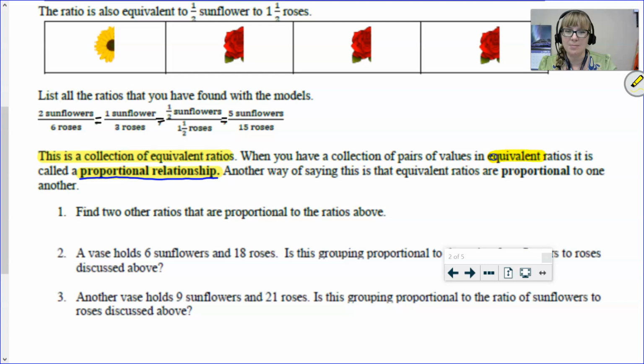What does that mean? Equivalent ratios, this word here is just a fancy way of saying equal. A collector has not just one but multiple items. So a collection means, I'm going to go ahead and put many. When we have many equal ratios, remember ratio means comparison, that's when I have a proportional relationship.